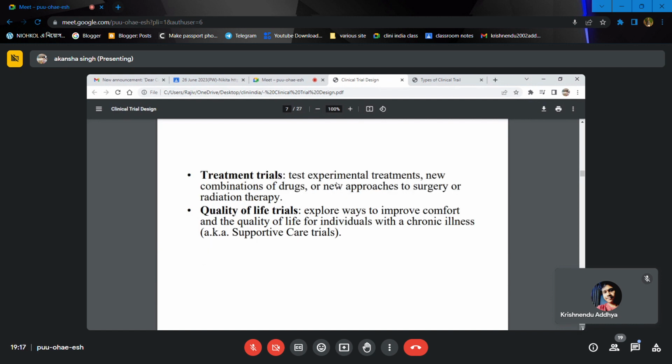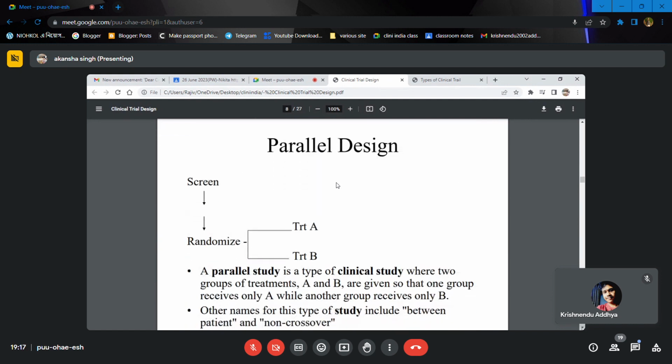Thank you. Okay. Now we'll see the randomized control trial. The first is your parallel study. Parallel means parallelly you are giving a drug. So first you will be screening the subject. हम screen करेंगे subject को. Then we will be randomizing.